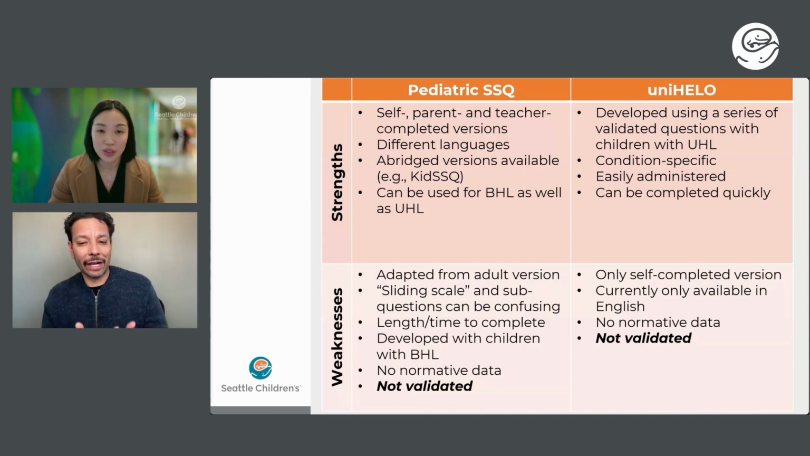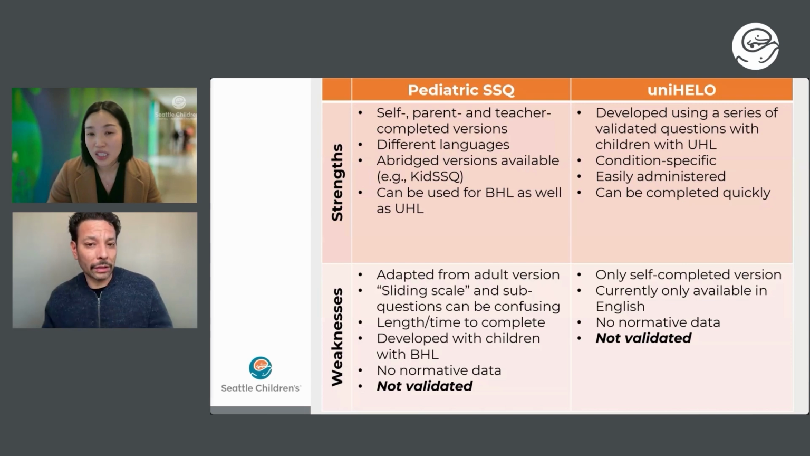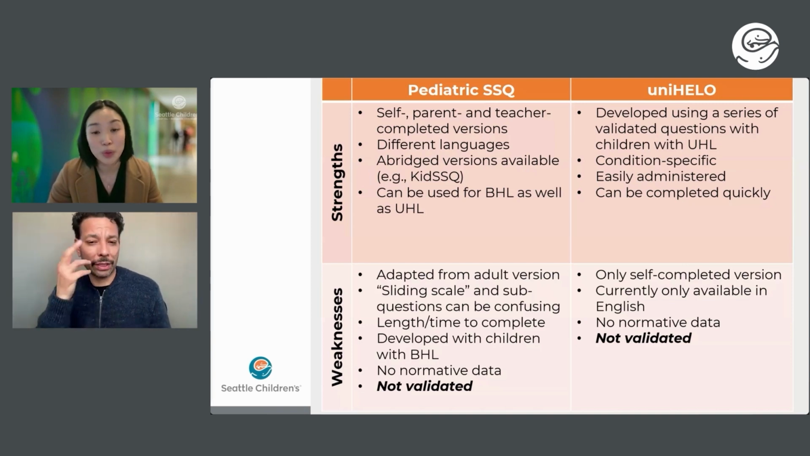The Unihilo, on the other hand, was developed using a validated series of questions with unilateral hearing loss patients. It is very condition-specific to unilateral hearing loss, especially in the sections that I pointed out just now. It's quite easily administered because of the Likert scale. It's very much just: can I hear it or can I not? Is it somewhere in between? And for that reason, it can be completed pretty quickly.